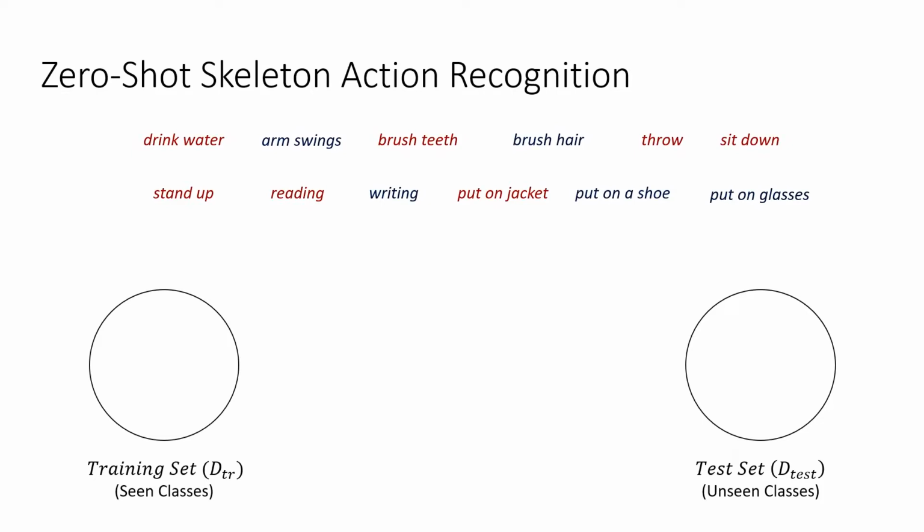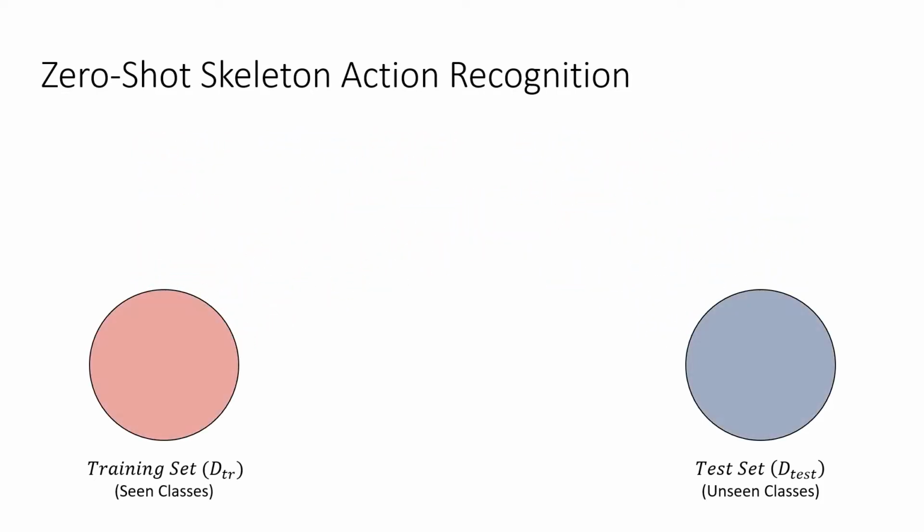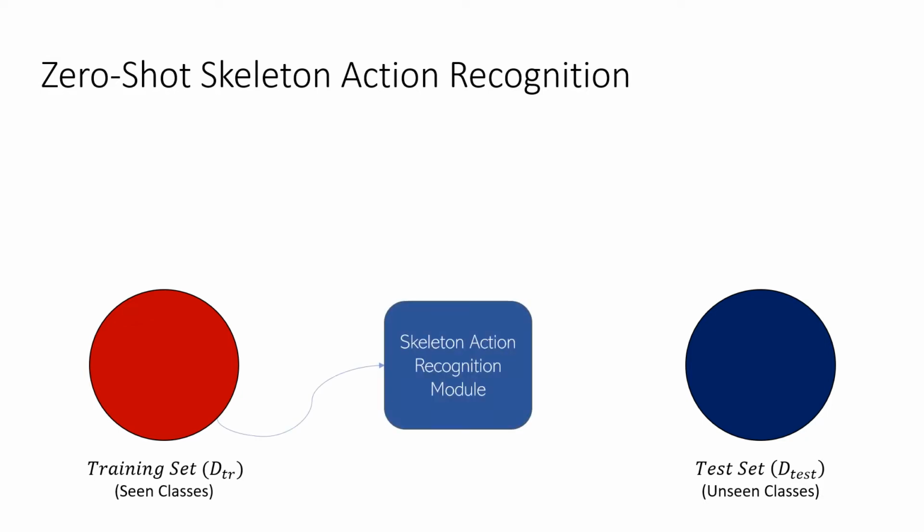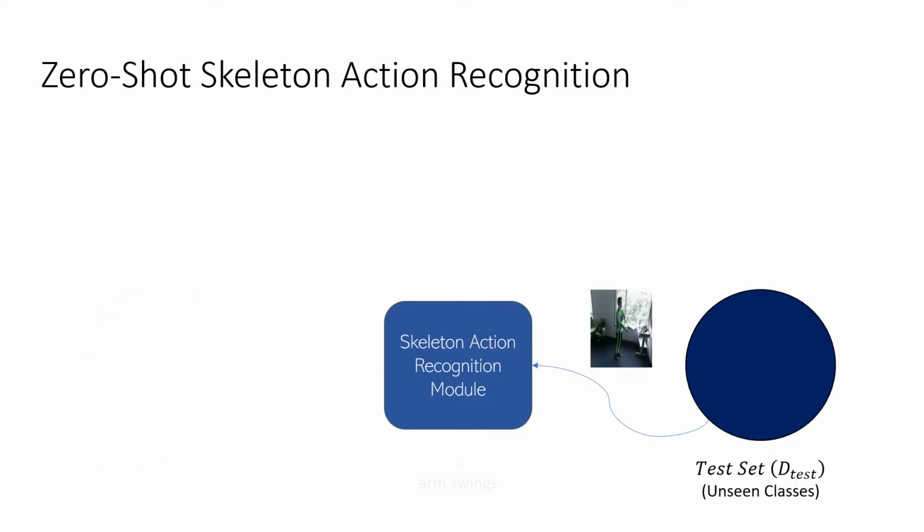Keeping these drawbacks in mind, we turn to the task of zero-shot skeleton action recognition. In contrast to traditional action recognition, in this problem, the classes are divided into two sets, seen and unseen classes. All the samples from the seen classes form the training set, whereas the unseen classes form the test set. The data from the training set, that is, the seen classes, are used to train the action recognition model. The model is then tested on samples from the test set, which consists of unseen classes.